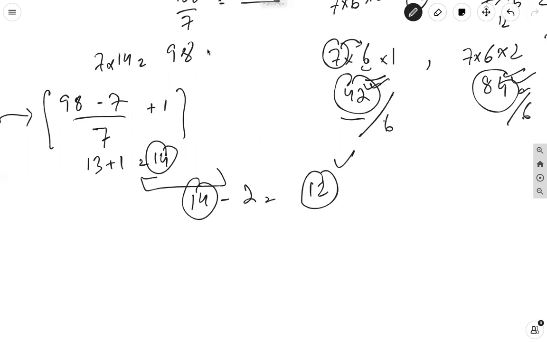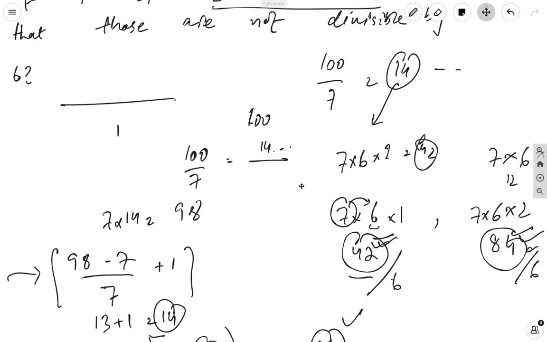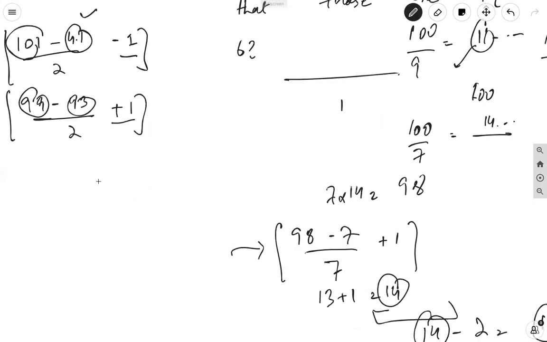I have another question. Why did we divide by 7? We can do 98 minus 7 divided by 7 that way. The answer will be the same. I am just saying the same thing. The shortcut here is that we are given 1 and 100, so you can directly divide 100 by whatever the multiple is. Let's suppose that is 9. That will be 11 point something. So there are 11 multiples of 9 less than 100 and greater than 1. But you can also do it that way: 99 minus 9 divided by 9 plus 1. The answer will be the same. The answer will be 11. Got the point? Yes. So there are multiple ways to solve this.